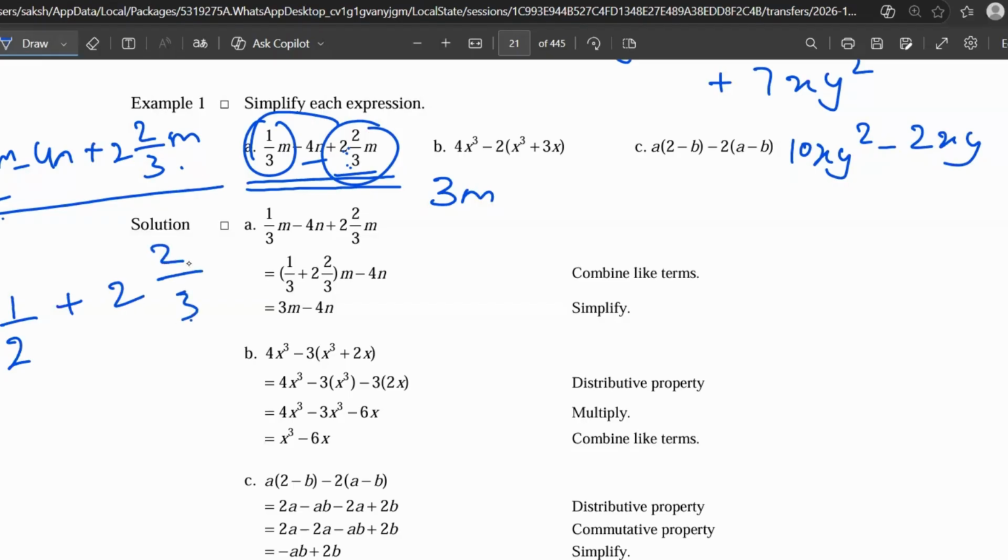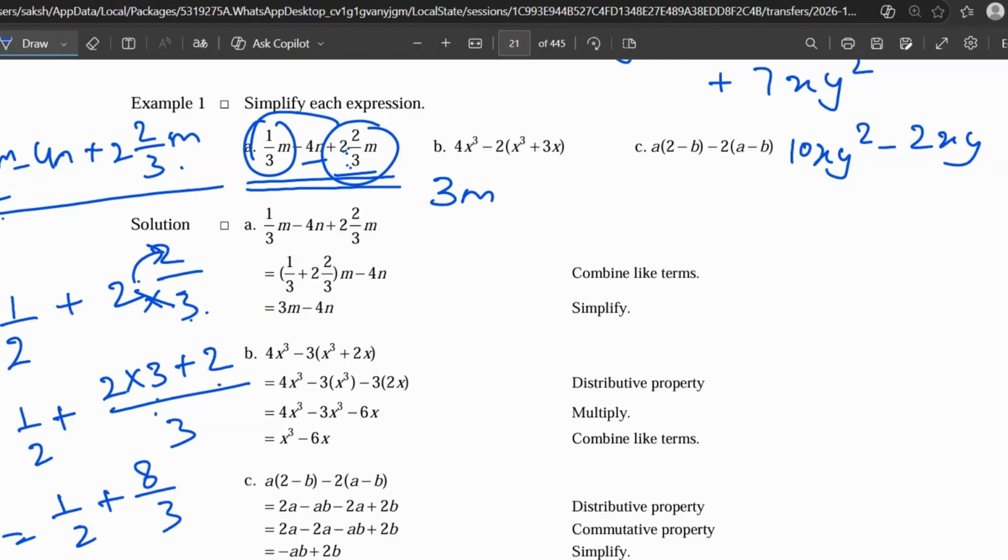So here, what you are doing is 1 over 2 plus 2 whole over 3. We call this a mixed fraction, and for this we make it like this: 1 over 2 plus (2 times 3 plus 2) over 3. Whatever the term is, we multiply and just add these two. So 6 plus 2 is going to be 8, so this is going to be 1 over 2 plus 8 over 3.